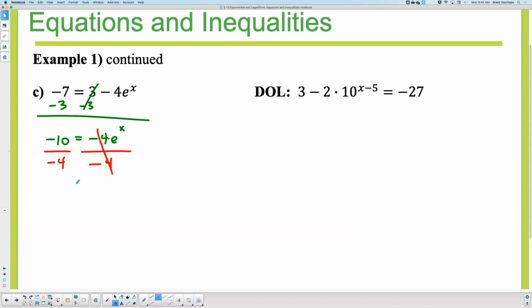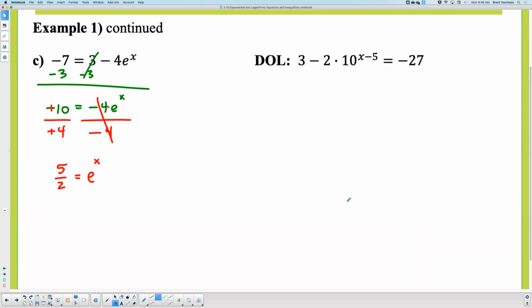Now, do two negatives make a positive when you multiply or divide? Yes. So these two negatives will become a positive. 10 over 4 can reduce. What number goes into both 10 and 4? 2. I'm going to say that is the same thing as 5 halves, or you'd say 2.5, e to the power of x. Is it isolated now?